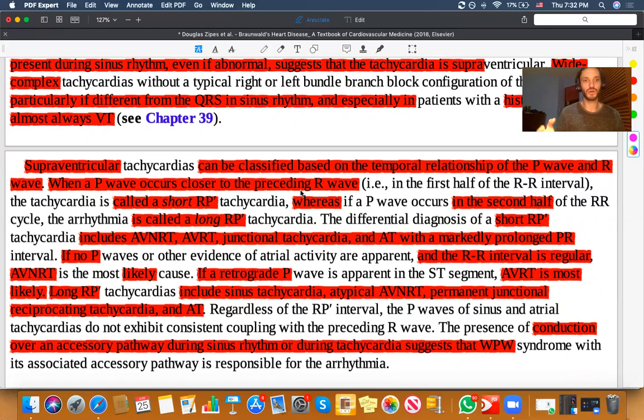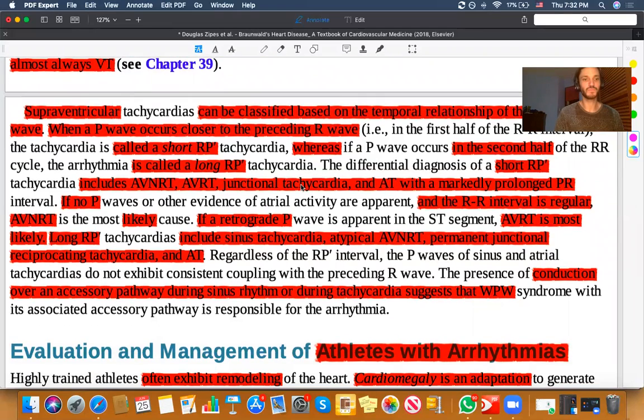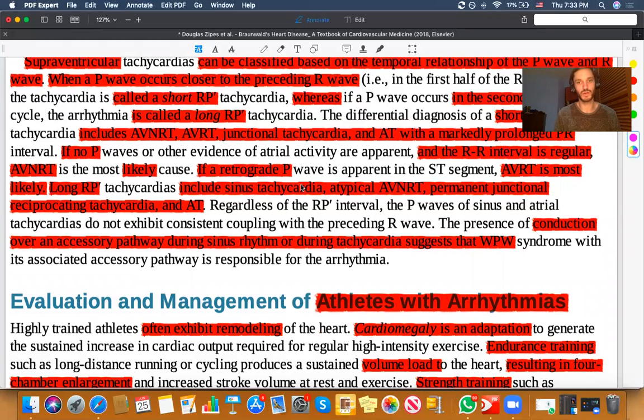So which ones produce a short RP interval? They are AVNRT, AVRT, junctional tachycardia, and atrial tachycardia with a markedly prolonged PR. If no P waves are present and the RR interval is regular, then you're thinking of AVNRT. If a retrograde P wave is present, AVRT is most likely. Which ones are included in long RP? Atrial tachycardia, sinus tachycardia, atypical AVNRT, and permanent junctional reciprocating tachycardia. Conduction over an accessory pathway during sinus rhythm or during tachycardia suggests Wolff-Parkinson-White.